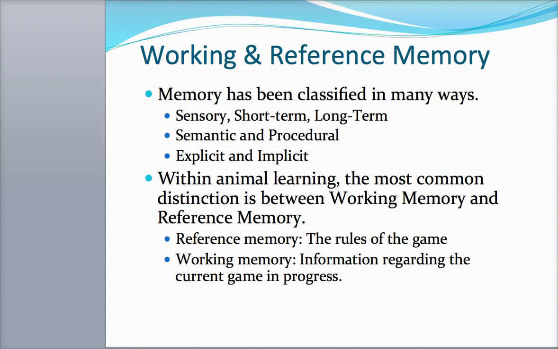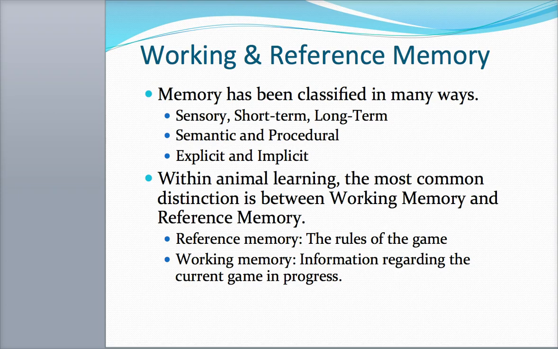Within animal learning, the most common distinction that we use is the distinction between what we call working memory and reference memory. And so I want to talk a little bit about what those are. Reference memory refers to the basic rules of whatever the procedure is, so kind of like the rules of the game. Everything that comes in, all the incoming information, is used with reference to those rules.